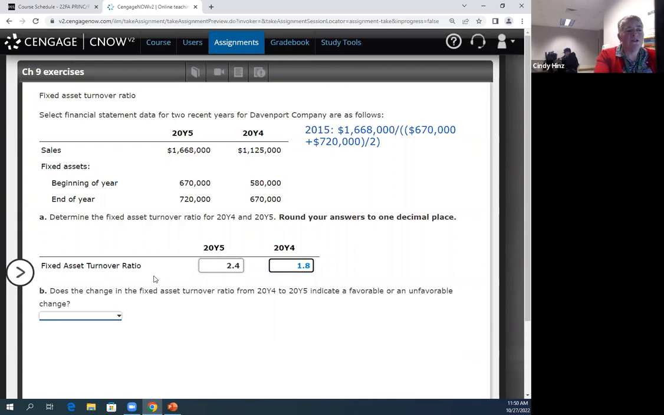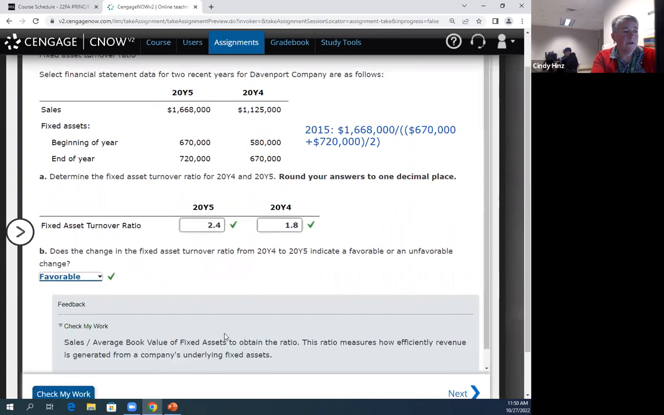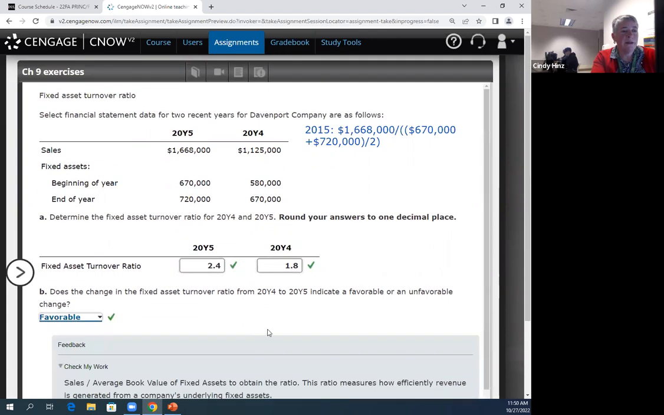So does the change from 2014 to 2015 indicate a favorable or unfavorable change? Favorable. They're generating more sales. They're using their assets better to benefit the company. And that is the end of chapter 9.